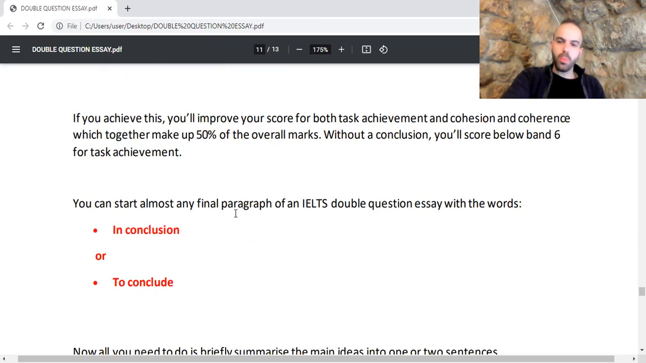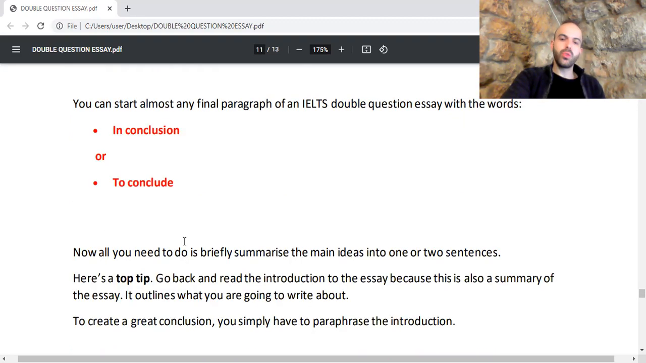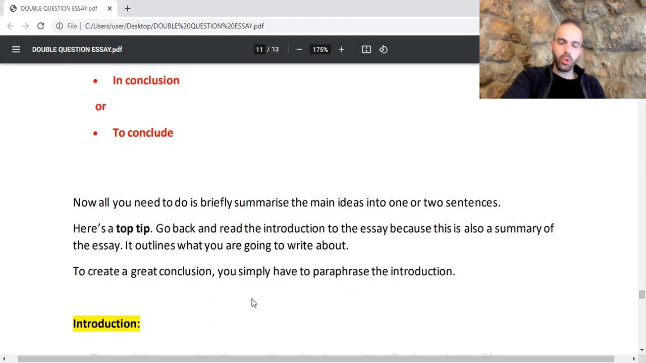So you can start almost any final paragraph of an IELTS double question essay with the words in conclusion or to conclude. Now all you need to do is briefly summarize the main ideas into 1 or 2 sentences. Here is a top tip. Go back and do the introduction to the essay, because this is also a summary of the essay. It outlines what you are going to write about. So to create a great conclusion, you simply have to paraphrase the introduction.